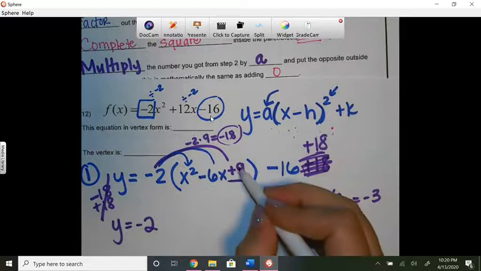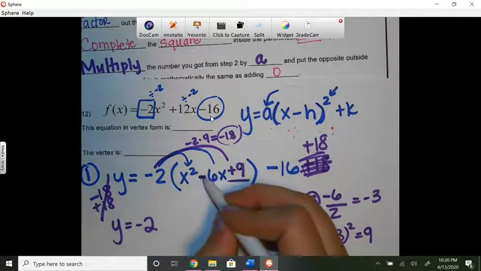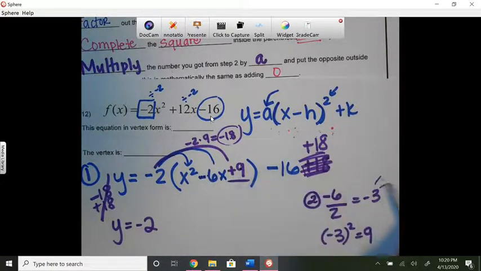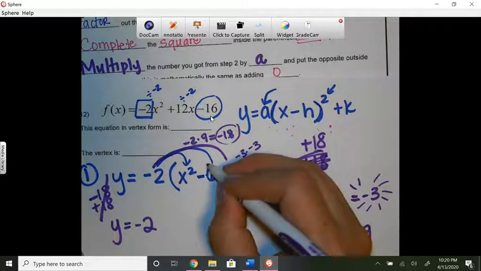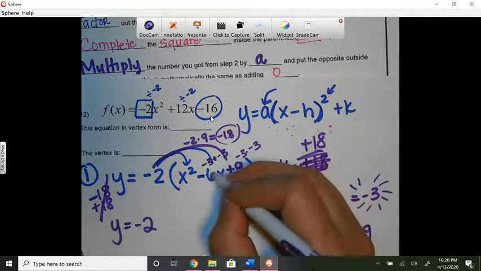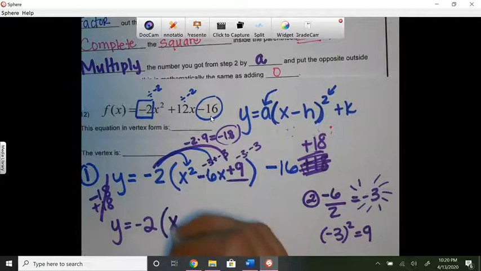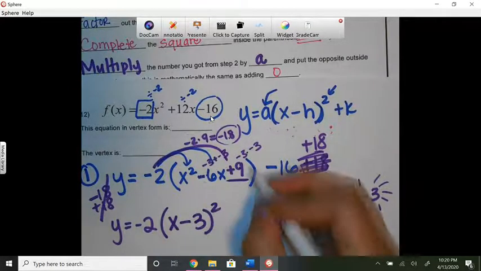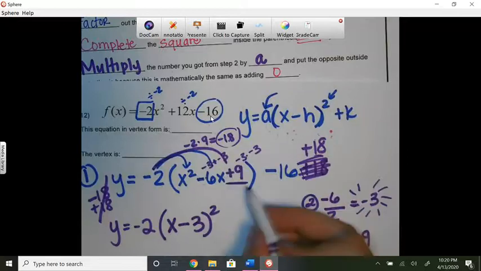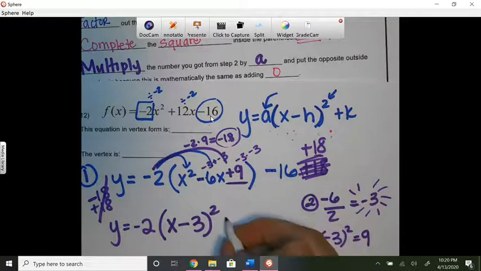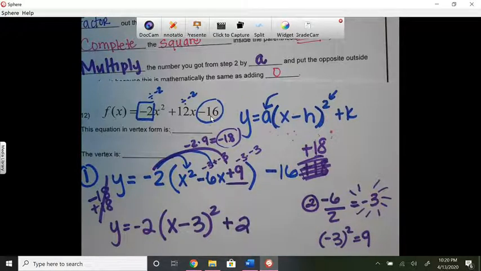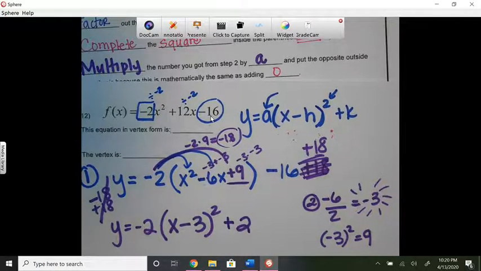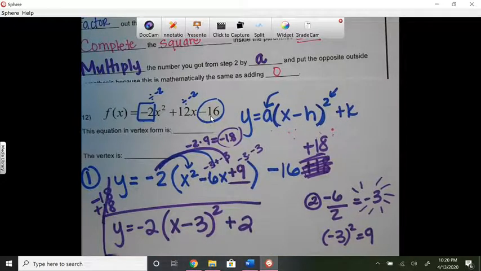So what multiplies to 9 and adds to negative 6? Again, that shouldn't be difficult because it should always be this number right here if you have it written on your paper. Negative 3 times negative 3 is 9, and negative 3 plus negative 3 is negative 6. That's why we can write this as x minus 3 squared, because they're both the same. And then negative 16 plus 18 is 2. Okay, so this would be our answer here.